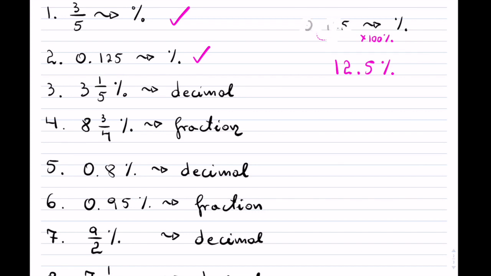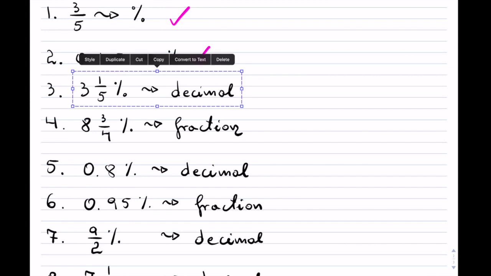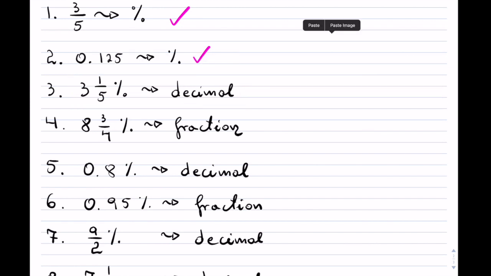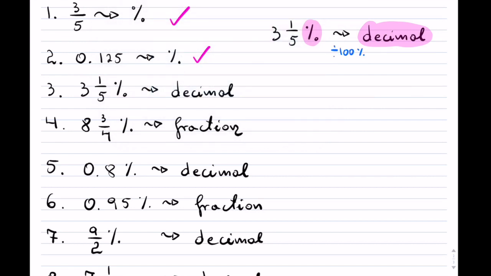Now let us take a look at example number 3. In example number 3, now I have this mixed number, but it is a percent. So really, I have a percent that I want to change back into a decimal. That is telling me that I will have to divide by 100%. So my question is 3 1/5% divided by 100%. Because of the division, the percents are canceling off.